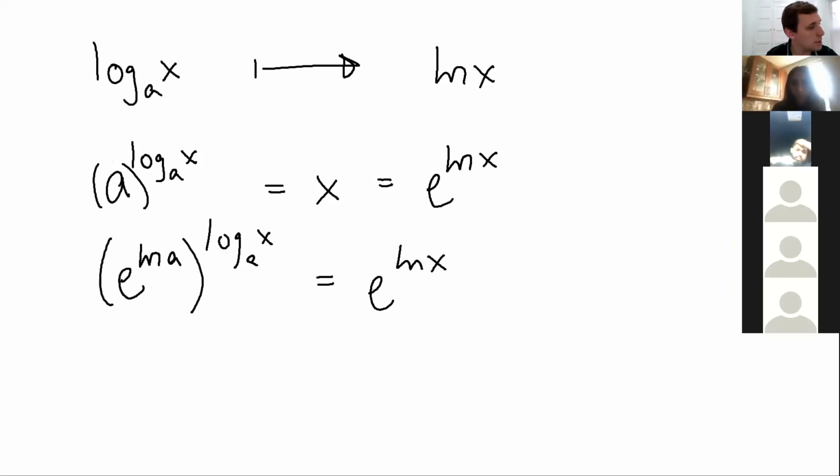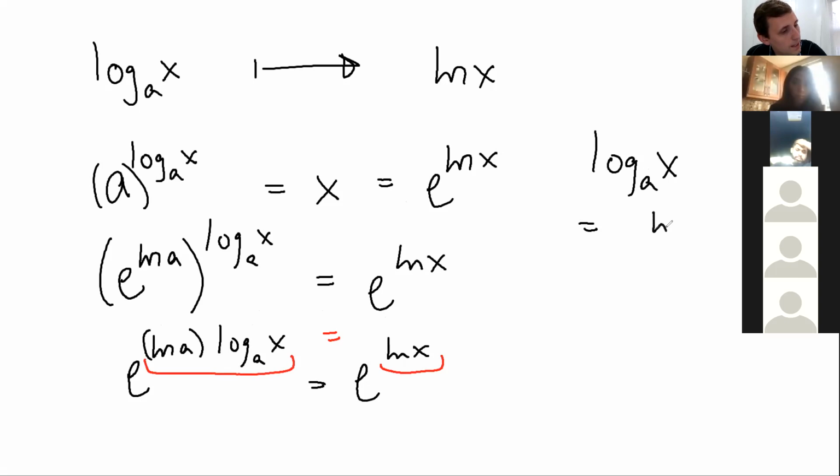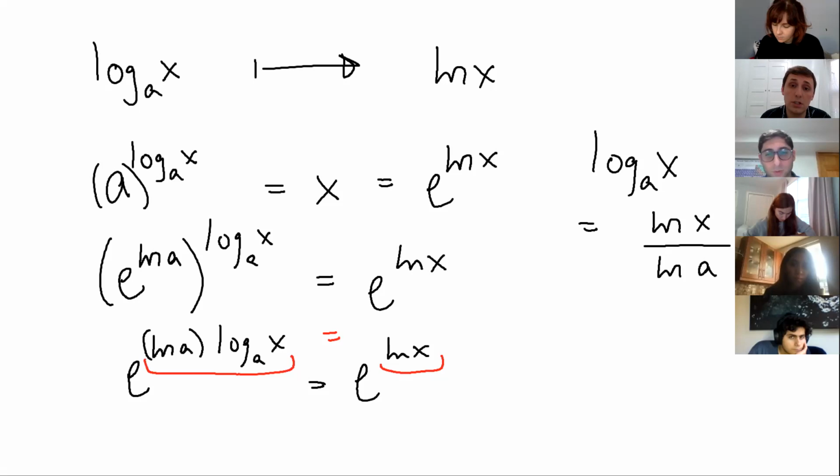So what does it mean? It means that e^(ln a times log base a of x) is equal to e^(ln x), which implies, because they have the same base, that the powers are equal. The powers are equal, which means what? Which means that I have the formula that log base a of x is none other than ln x divided by ln a. In other words, guys, to compute any logarithm, I can accomplish that by just knowing one, let's say, the natural logarithm.